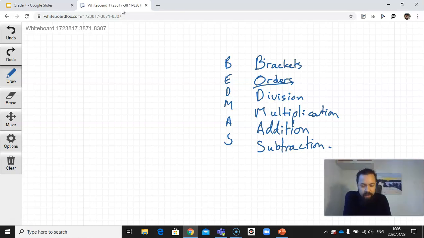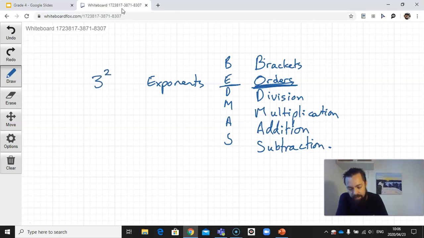So when I called it BODMAS, when I wrote it down, and this is the one I'm going to teach you, BEDMAS, the E stands for exponents. So this is an exponent. When you've got a number like 3 and you've got a little number up there, that little number is called an exponent. You might have seen it. I'm fairly sure that you haven't done anything with it. I'm not going to explain it. It's not something we need to know.